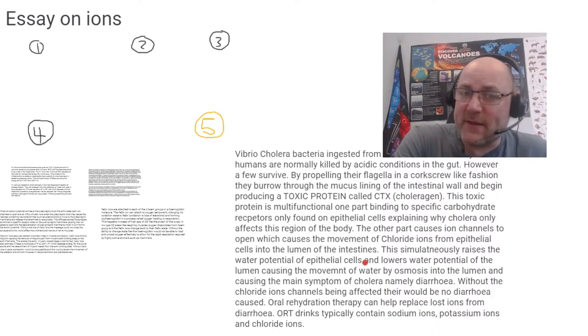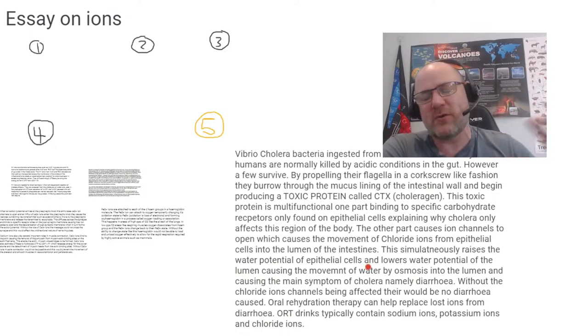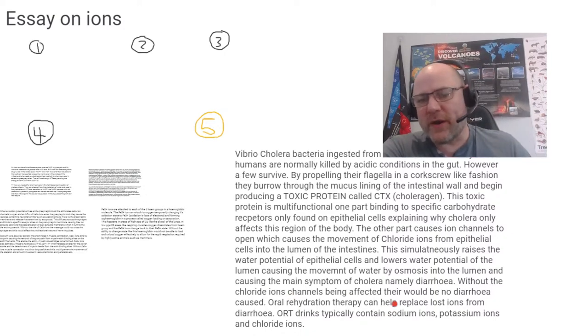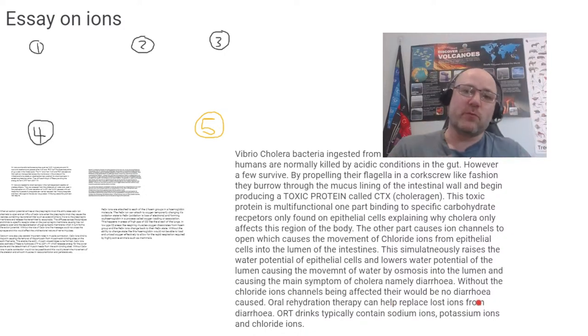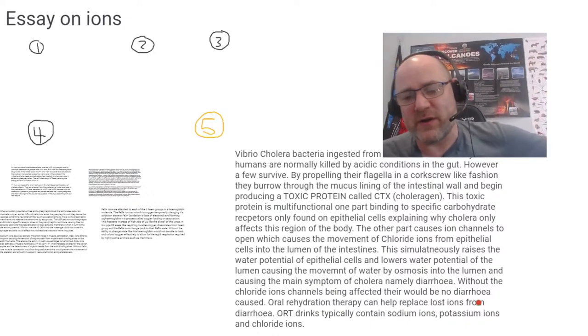And specifically, the chloride ions' role, the movement of the chloride ions caused by this toxic protein and the opening of these channels is what gives us this symptom of diarrhea with cholera. And we can mention the osmosis. Without chloride ion channels being affected, it wouldn't cause these symptoms of diarrhea, the cholera. And you wouldn't lose all these other ions.